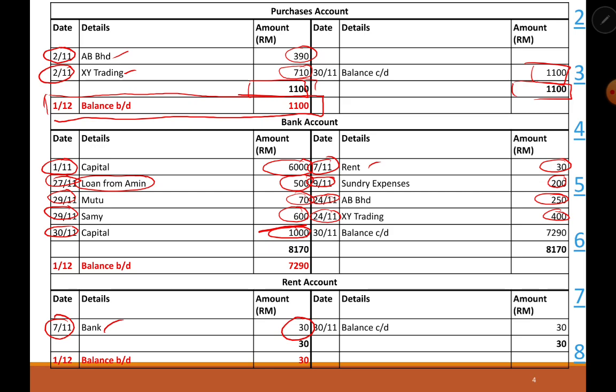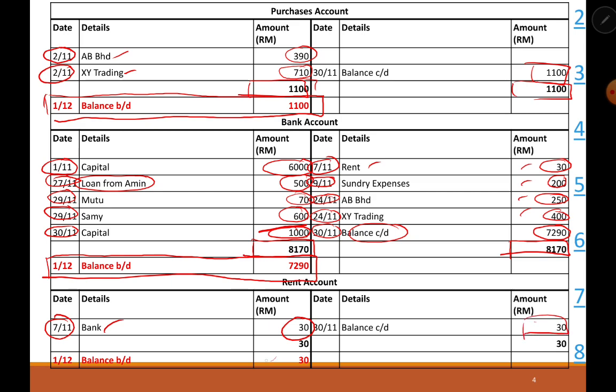For bank account, the total debit is 8170, which is higher than the credit side. Then we find out the balance. Okay, 8170 minus 30 minus 200 minus 250 minus 400, we get a balance carried down of 7290 as at 30th November. This one is brought forward as a debit balance as at 1st December, a debit balance of 7290.